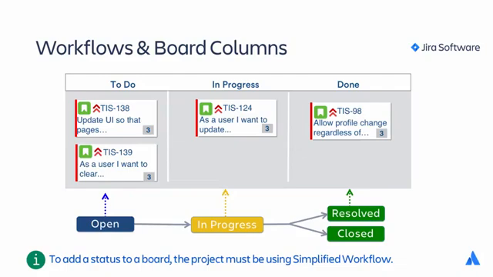Board administrators can configure the columns. They can add, remove, rename, and delete columns, and change the status mapping so it better represents the workflow and clearly shows where in the process the work currently resides. To add a status to a board, the project must be using the simplified workflow. Adding a status to a board adds a status to the underlying workflow. We will discuss this later in the presentation.